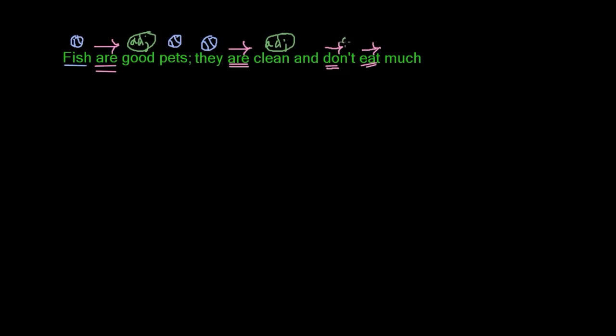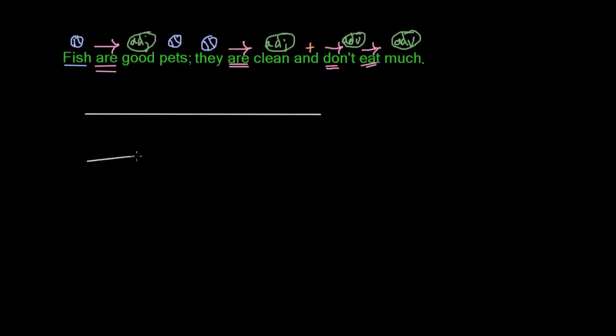And in the middle of do eat, we have an adverb which changes the meaning of the whole verb: n't, the contraction for not, and a second adverb, to what extent, much. And then there's the conjunction and. So let's go ahead and diagram this now.